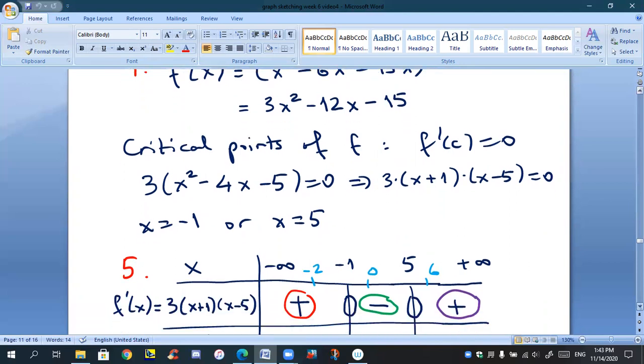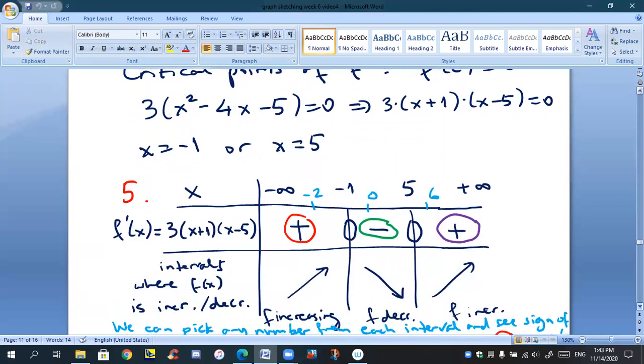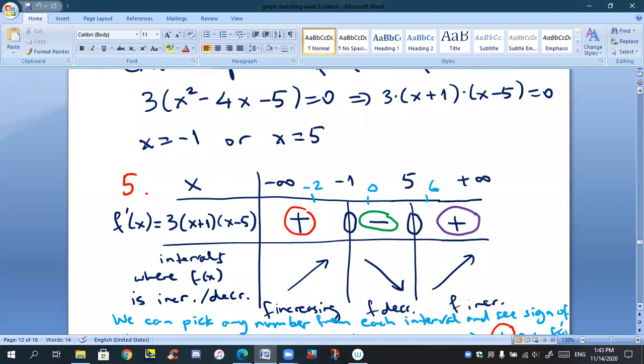And then to find out the intervals of f increasing or decreasing, we make a table. So there are 3 rows. The first row is the interval of x, which is the domain of x, from minus infinity to plus infinity. That's always the first row in these tables. The second row is for the sign of f prime. But there are two critical points, minus 1 and 5. These critical points divide the domain into 3 intervals: minus infinity to minus 1, minus 1 to 5, 5 to plus infinity. So there are 3 intervals.